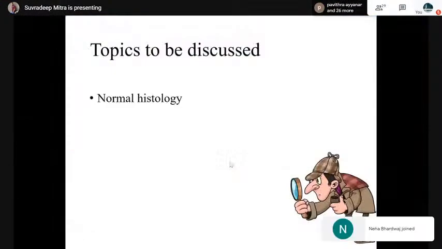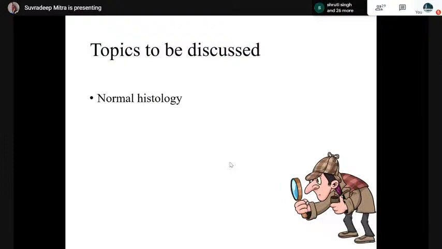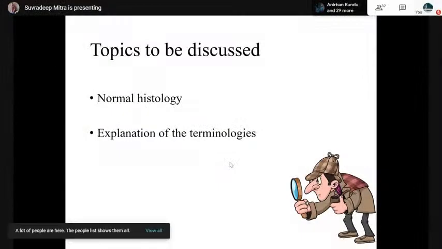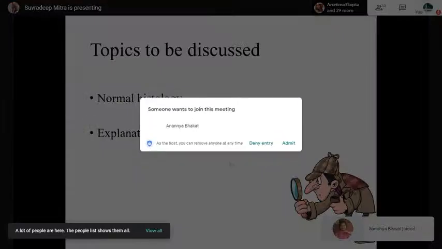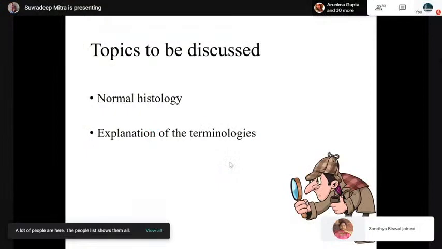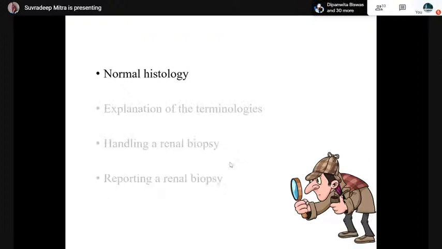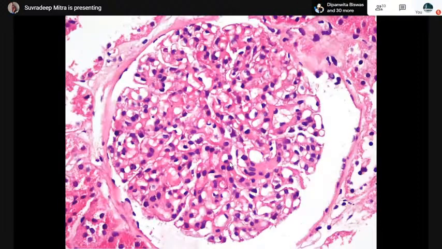So today, the topics I need to discuss in the whole seminar are normal histology. I will briefly talk about the glomerular histology, especially the glomerular filtration barrier. Then I will discuss the terminologies that you come across very commonly when you open any renal pathology book. And the last 2 things are the handling of a renal biopsy and the reporting of a renal biopsy. So first of all, normal histology.